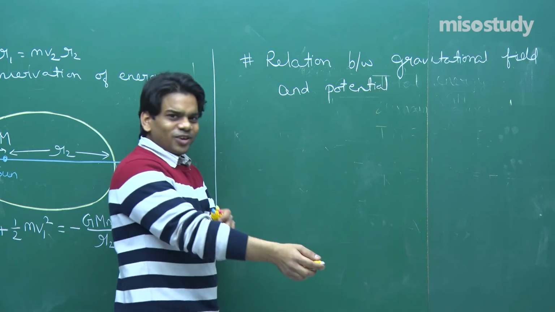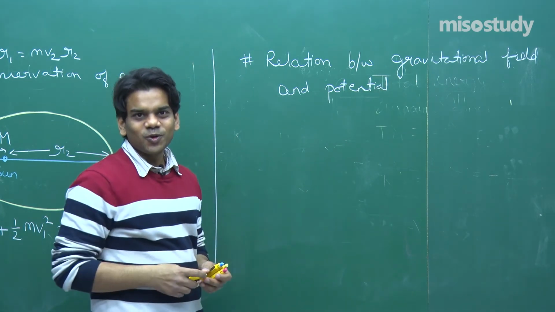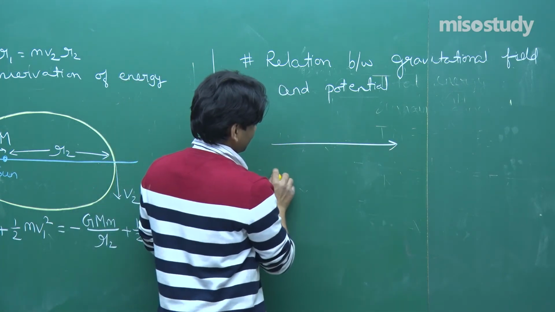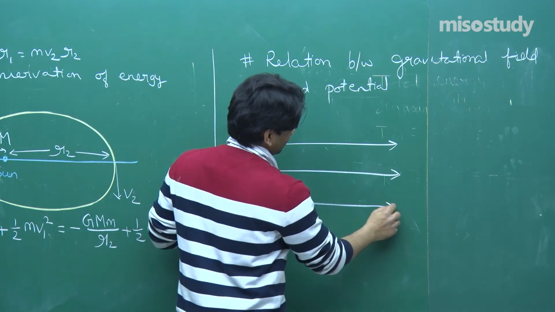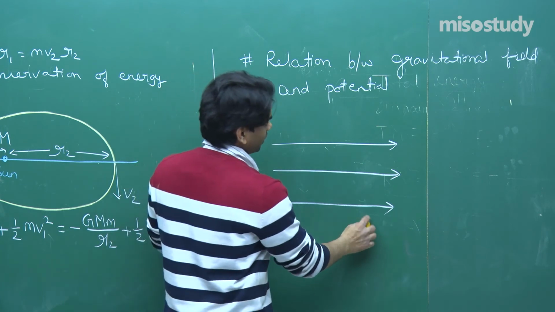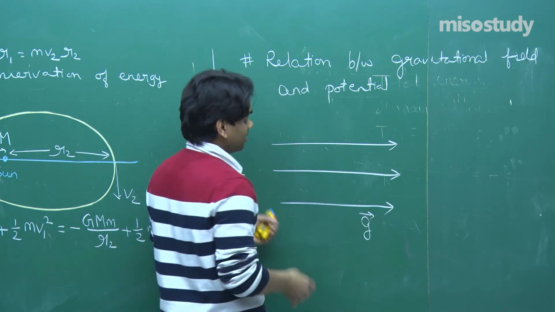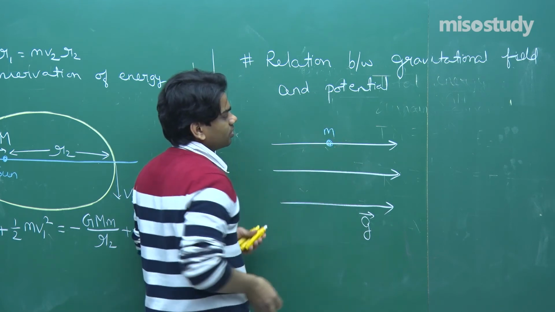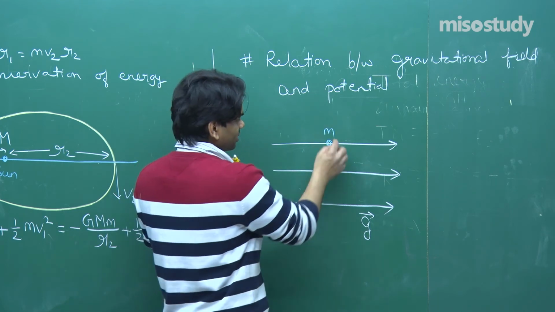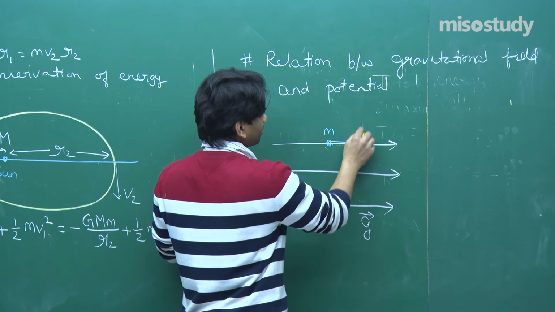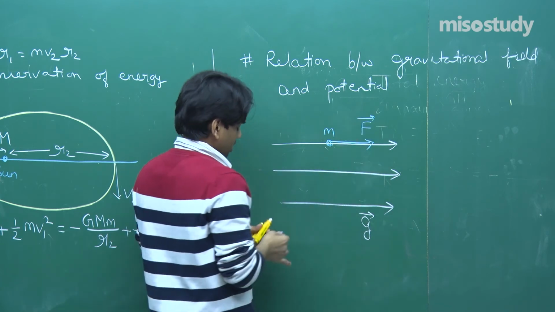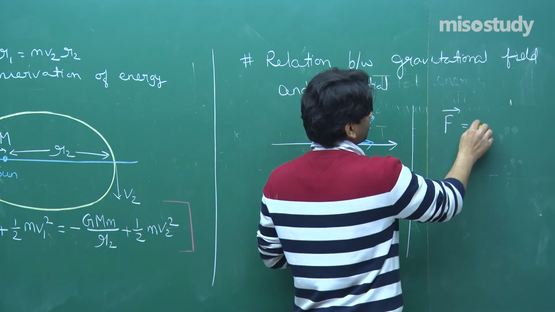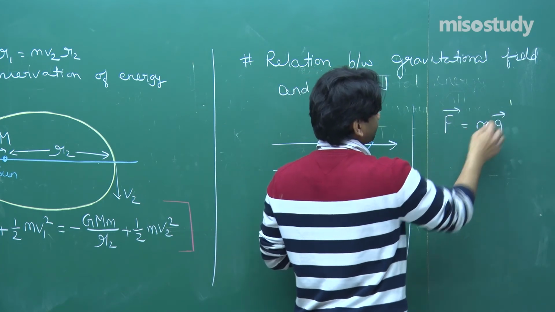I use gravitational field lines of force to show you the gravitational field. Suppose this is the gravitational field, and let's say the field value is given as g. If I take any object here, its mass is small m, the force it is going to experience along the direction of field will be given as F. We all know that F is equal to m into g vector.